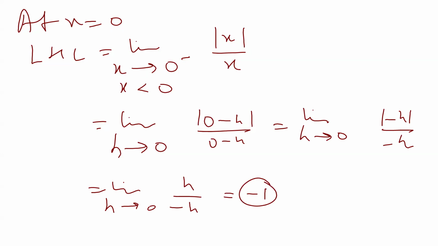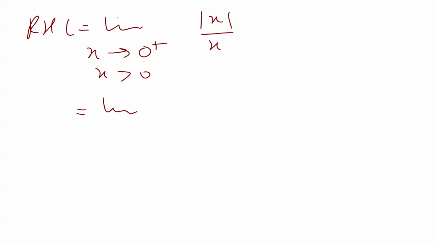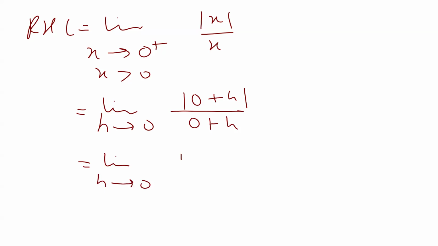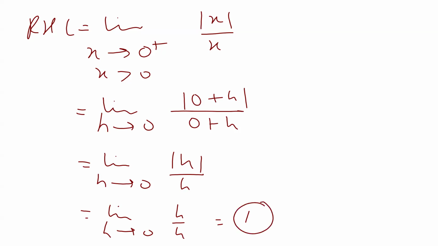So at x equal to 0 we'll find out the RHL as well. x approaching 0 plus, x greater than 0, RHL of modulus of x upon x, 0 plus h. So modulus of h upon h, which is 1. So LHL is not equal to RHL, because LHL is minus 1, RHL is 1.